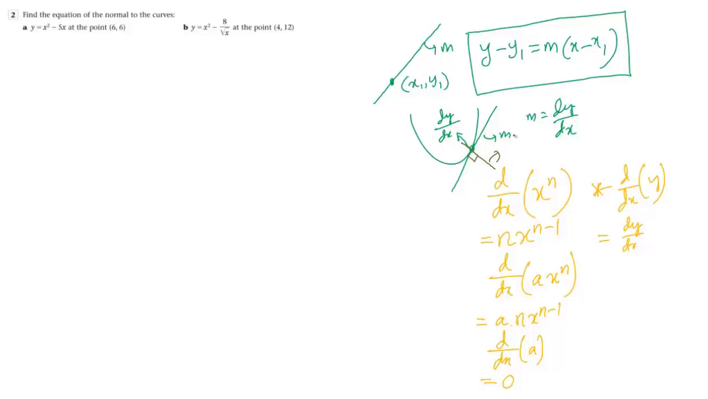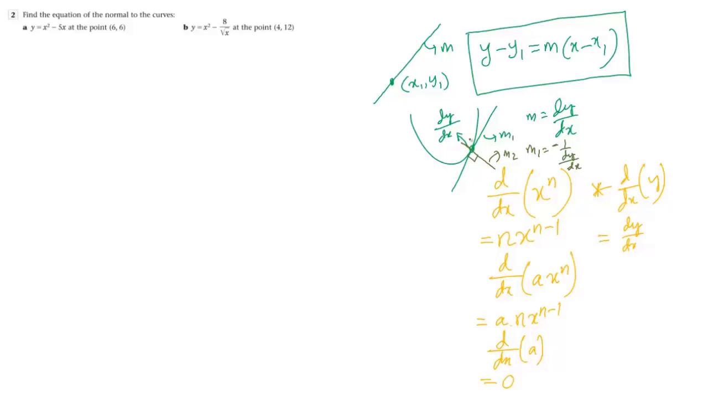In case of a normal, let's call this m1 and let's call this m2. In case of a normal, the gradient is a reciprocal, meaning 1 divided by that gradient, but also negative. It is also negative gradient. So minus 1 by dy by dx is the gradient. So if 2 is the gradient of the curve at that particular point, the gradient of the normal is minus 1 by 2.